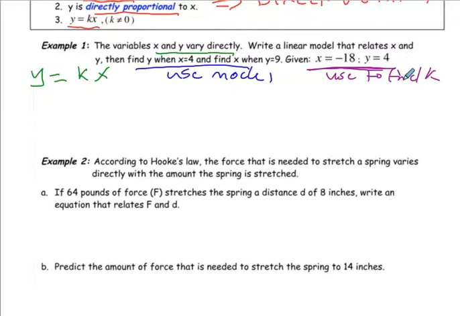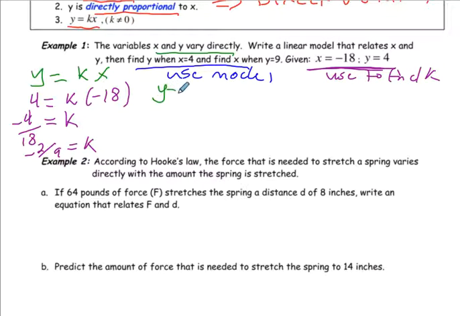In this case, we're told that x equals negative 18 when y is 4. So we have 4 is equal to k times negative 18. Divide both sides by negative 18, and k is negative 4 over 18, which simplifies to negative 2/9. Now we're going to write our model by substituting this back in. So we have y equals negative 2/9 x. That's our model. That's the first part of the problem. And then we're asked to use the model.